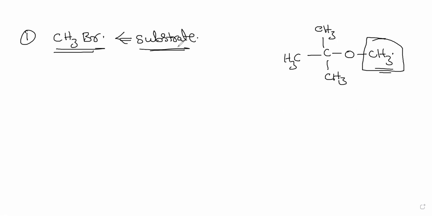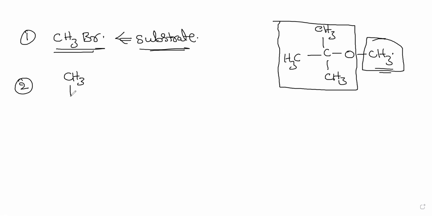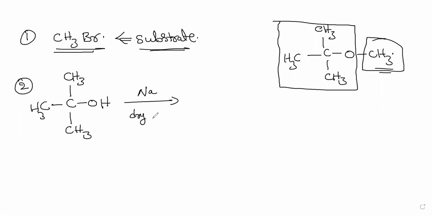Now the other part is this one. That is tertiary butoxide anion I have to make. So for that, what they do is, this is called tertiary butyl alcohol. So tertiary butyl alcohol is treated with sodium and dry ether. Okay, sodium in alcohol also you can use, whatever. Sodium, it is treated. And then what happens is, sodium will replace the hydrogens to form this one.